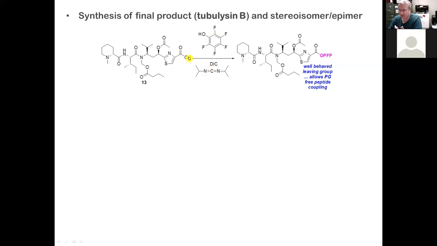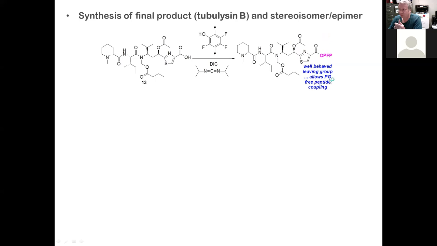Nitrogen attacks the proton, makes an O minus. O minus reattacks the carbodiimide, and then now it has a leaving group on it. And then the phenol attacks, kicks off the leaving group. Now you have the PFP group. This is what we call a well-behaved leaving group. So it's a good leaving group, but it's not so good that it's unstable.